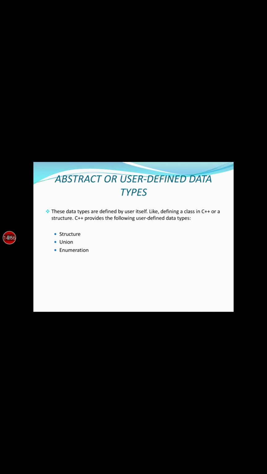Next is, what is union? A union is a memory location that is shared by several variables of different data types, and its syntax is union, then union tag name, then bracket start, data type member 1, data type member 2, data type member n, and data types are int, character, float.